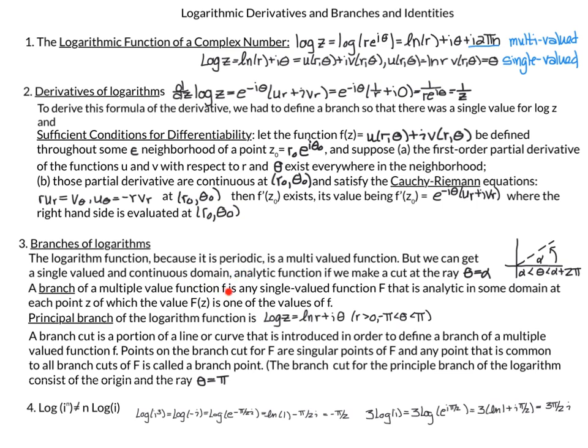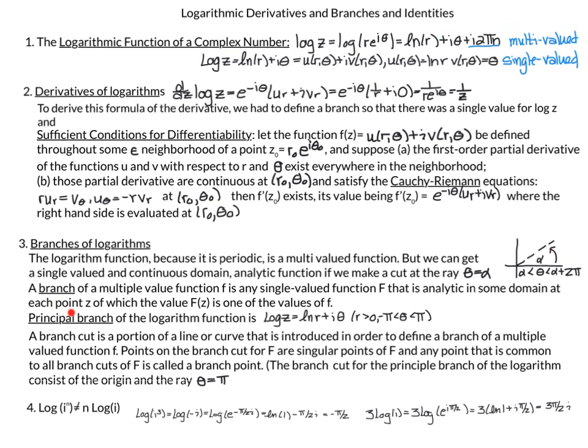So a branch of a multiple valued function f, like our log z is with the lowercase l, is a single valued function, capital F, the way this log also has a capital L, that is analytic at some domain, at each point of z, for which the value F of z is one of the values of f. So in other words, for any particular value, instead of having these multiple values, we choose one, and we choose it based on this branch.